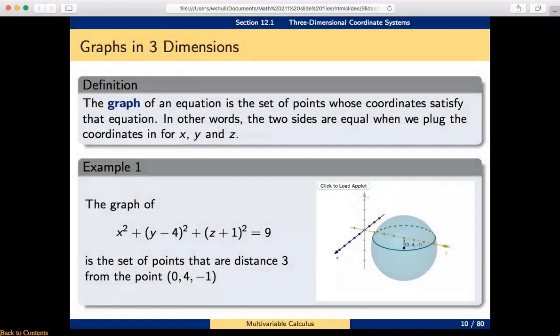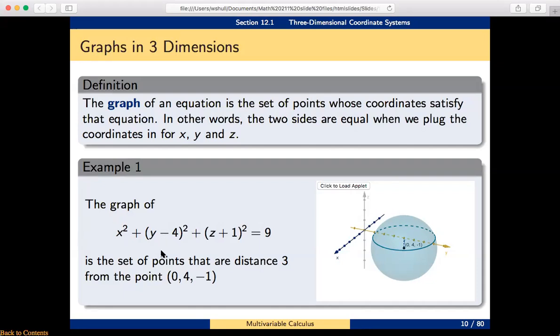Now, just as a quick reminder, the graph of an equation is the set of points whose coordinates make the equation true. So each point is given by an ordered triple, and if an equation has x, y, and z in it, then we make the appropriate replacements from the ordered triple, and we see if the equation is true or not. And if the equation is true, then the point is on the graph.